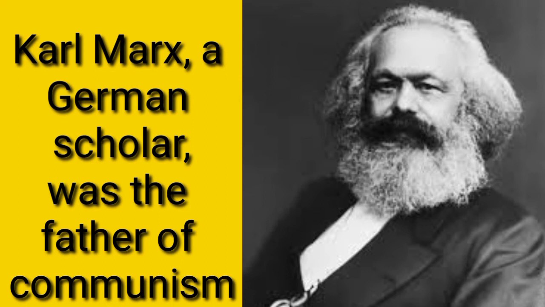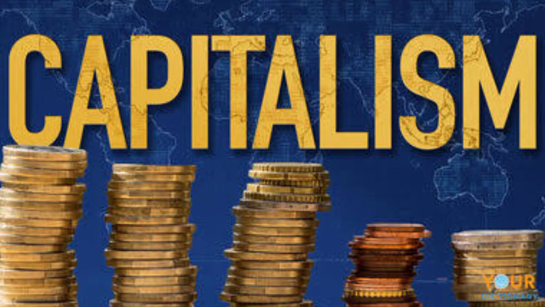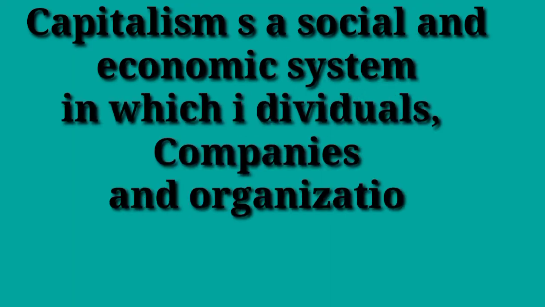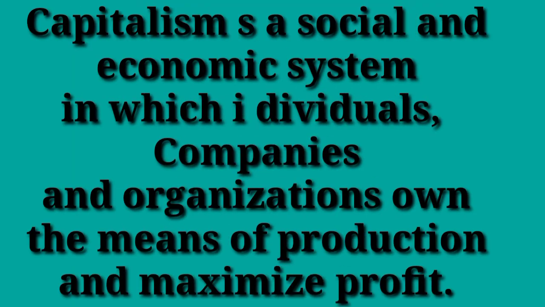Karl Marx lived during the Industrial Revolution, a time where owners became wealthy while their workers suffered under poor working conditions. Now, let's look at capitalism as another type of government. Unlike socialism and communism, capitalism is a social and economic system in which individuals, companies, and organizations own the means of production and maximize profit.